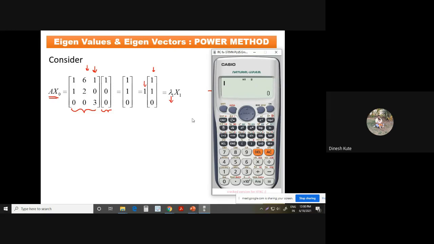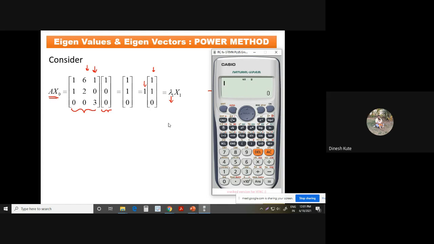Is this clear to everyone, how to store any given matrix? I will repeat one more time. Shift 4, press 2. Here in the first option we already stored matrix A. Now we have to store one more matrix. So I select option B, the second. This second matrix has order 3 by 1, so I will press 3. Now just store this matrix: 1 equal, 0 equal, 0 equal. And press AC. So now we have stored matrix A and matrix B.